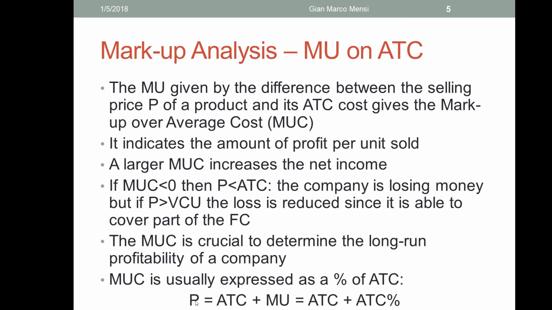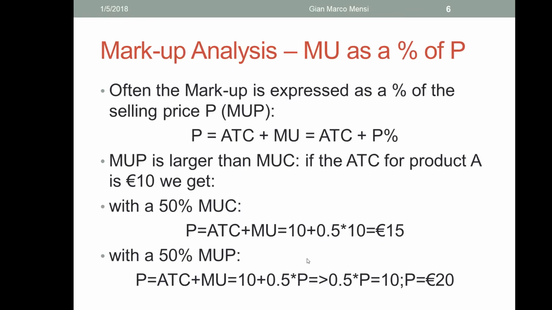So we know that the price is given by our average total cost plus the markup. We can express everything as a percentage of the average total cost. Okay? In that sense, we have transformed an equation with 3 variables into an equation with 2 variables. Easily solvable. What about the markup as a percentage of price?